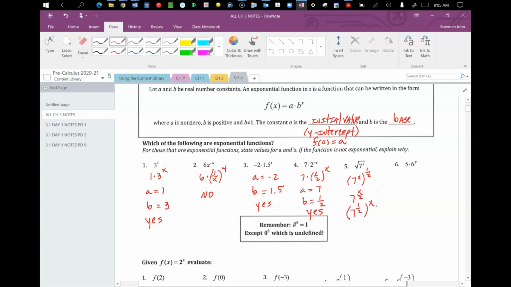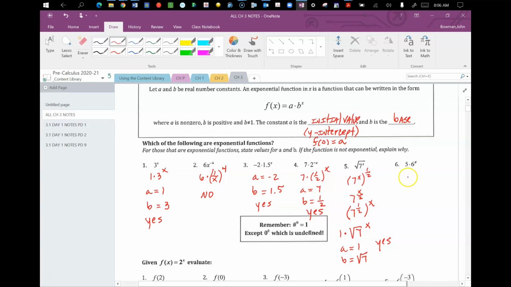Basically what we did is we switched the locations of the exponents, the 1/2 and the x, which could then be written as the square root of 7 to the x, which could be then written as 1 times the square root of 7 to the x. So a is equal to 1, b is equal to the square root of 7, and we've met the requirements for an exponential function. That one often throws people.